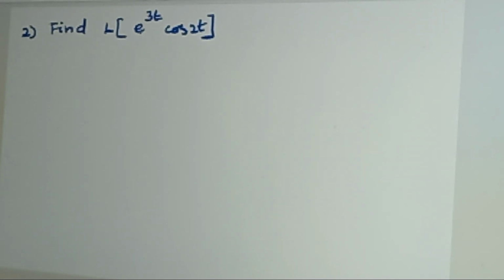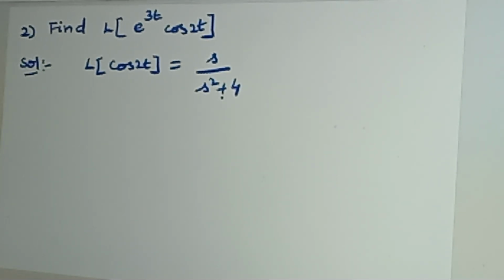Okay, this is in the form of e raised to at into f of t. पहले Laplace of f of t निकालना है, उसके बाद s के जगह s minus 3 पुट करना है. Okay, so let us solve this simple example. Laplace of cos 2t, first you have to find. What is Laplace of cos 2t? S upon s square plus 4. Okay, after this you are going to find Laplace of e raised to 3t into cos 2t.